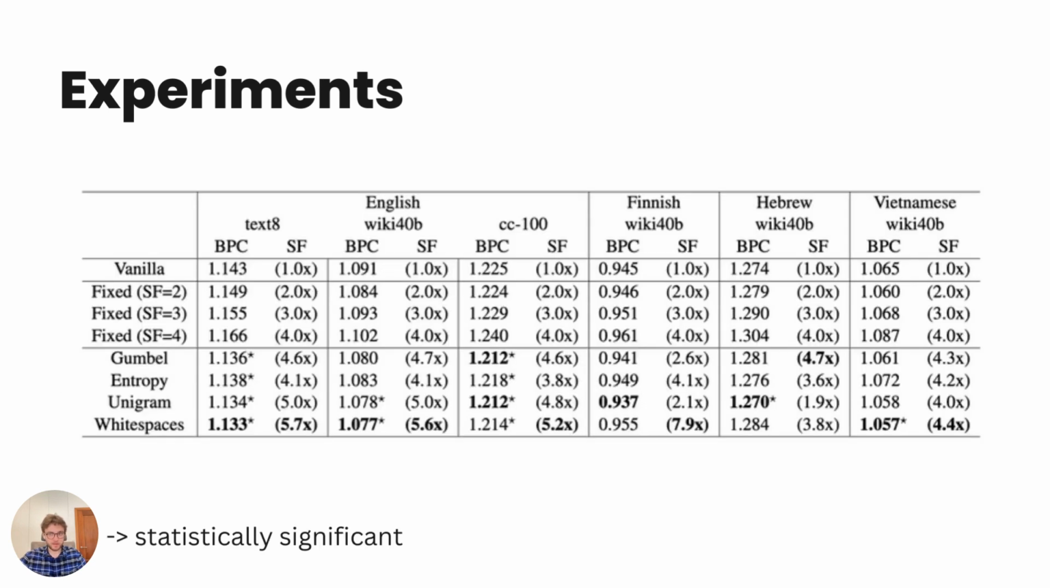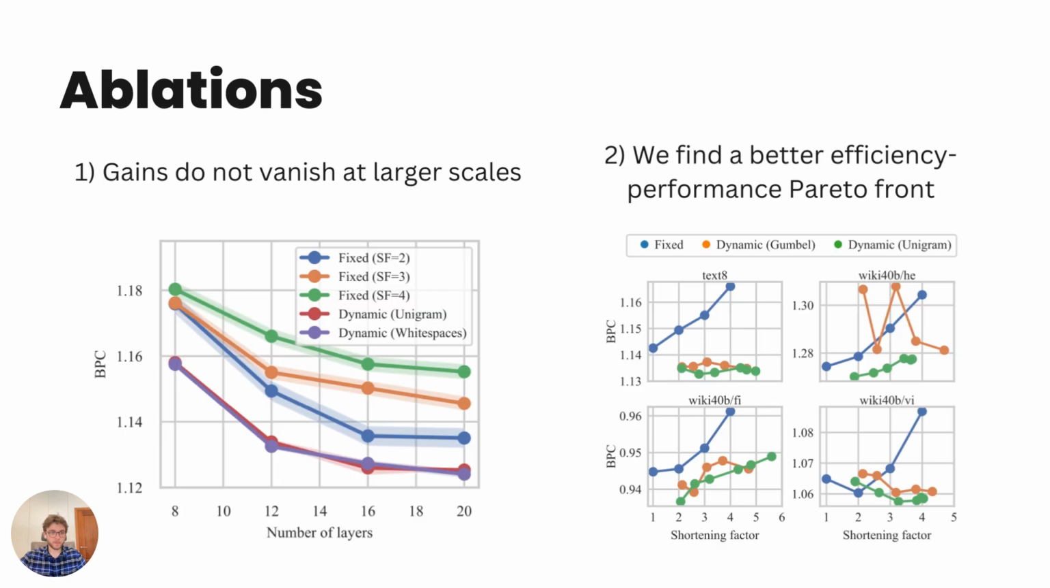Our results on language modeling show that dynamic pooling transformer outperforms vanilla transformer and fixed-length Hourglass model in terms of both speed and accuracy. In the paper, we include a number of ablations, including scaling study and performance efficiency comparisons of different pooling approaches. Among others, we find that the gains of dynamic pooling do not vanish at larger scales, and that dynamic pooling pushes the efficiency performance Pareto front of transformer language models.